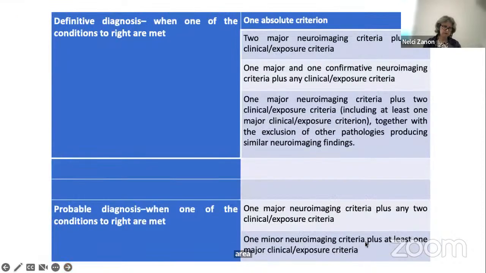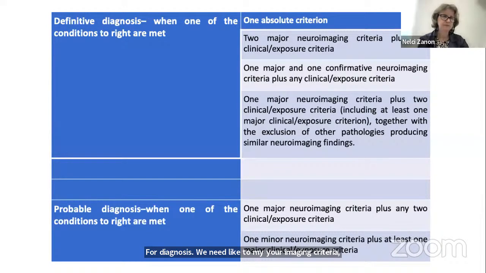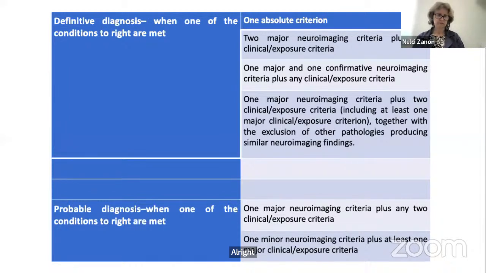For diagnosis, we need conditions like two major imaging criteria or clinical and exposure criteria. One major and one confirmative neuroimaging criterion plus any clinical or exposure criteria, and one major imaging criterion plus two clinical or exposure criteria. A probable diagnosis is made when one of the conditions to the right is met: one major neuroimaging criterion plus any two clinical or exposure criteria.